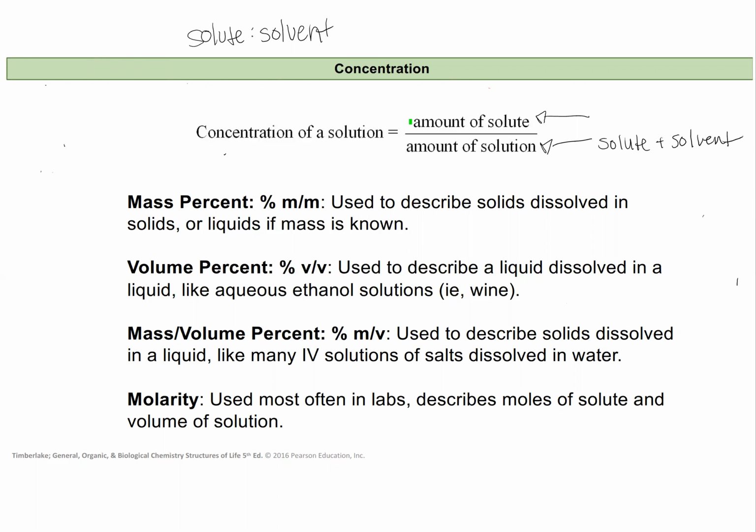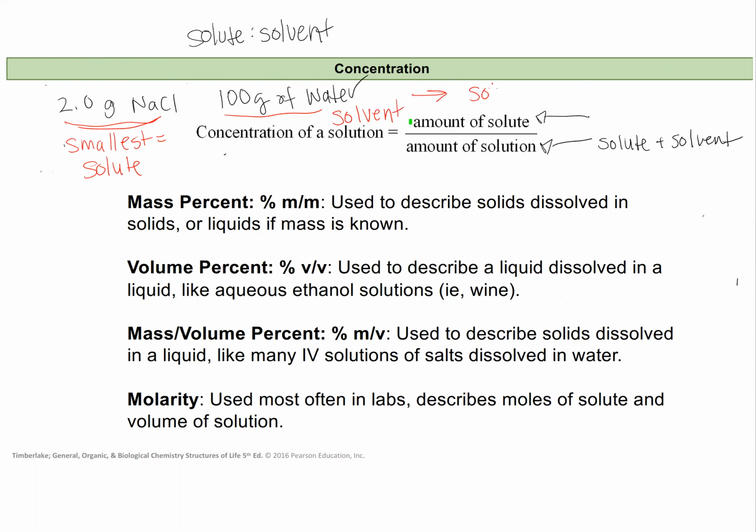And when looking at a combination of two different things that are dissolving in one another, it's important to remember which is which, solute and solvent. Something that's, let's say, 2 grams of sodium chloride dissolved in 100 grams of water. In this case, whatever is the smallest one will be the solute, and the larger one will be the solvent. So the solution in this case would equal the 100 grams plus 2 grams, or would be a mass of 102 grams. That's tracking mass.